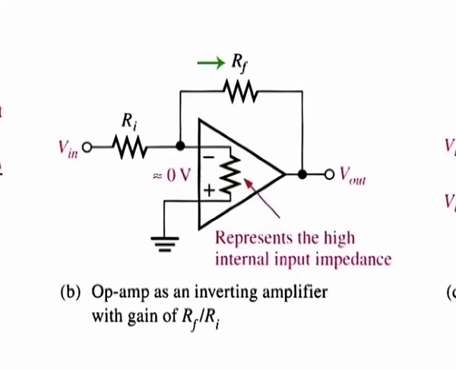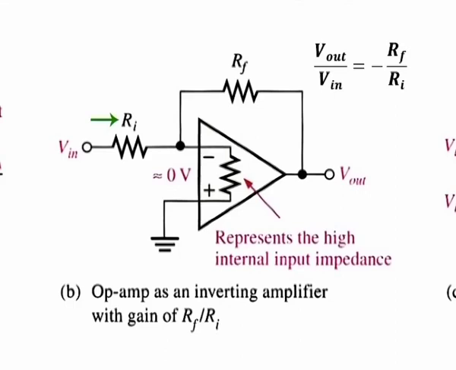The feedback resistor RF and the input resistor RI control the voltage gain according to the formula in the equation, where Vout over Vin is equal to minus RF over RI, where Vout over Vin is the closed loop voltage gain and the negative sign indicates inversion.